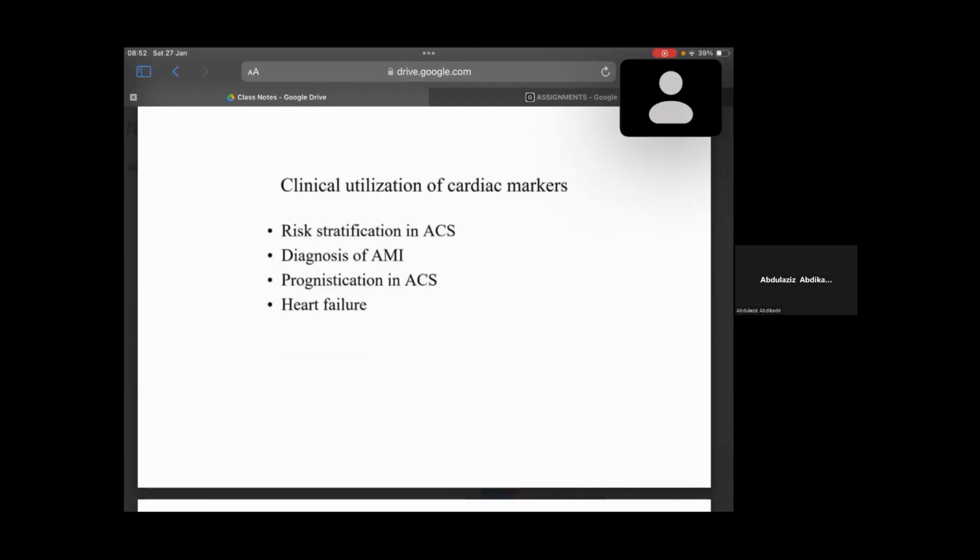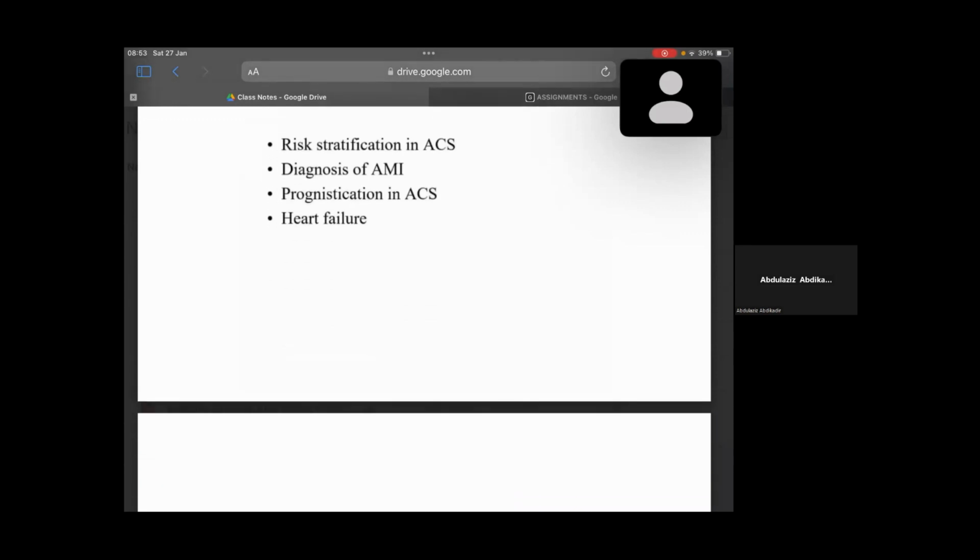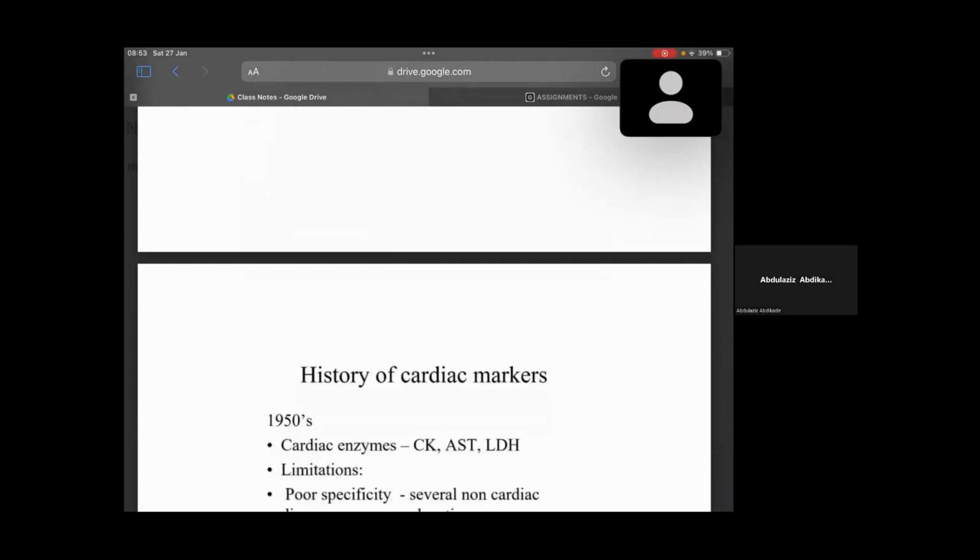So clinical utilization, what is this thing used for? It is used to check the risks, diagnosis, and prognosis. So before it happens, after, when it happens, you see it, and prognosis is the chances of goodness, and you take it like that. Like, is the prognosis good? Is the prognosis bad? And heart failure. I told you the BNP is an indicator of heart failure.